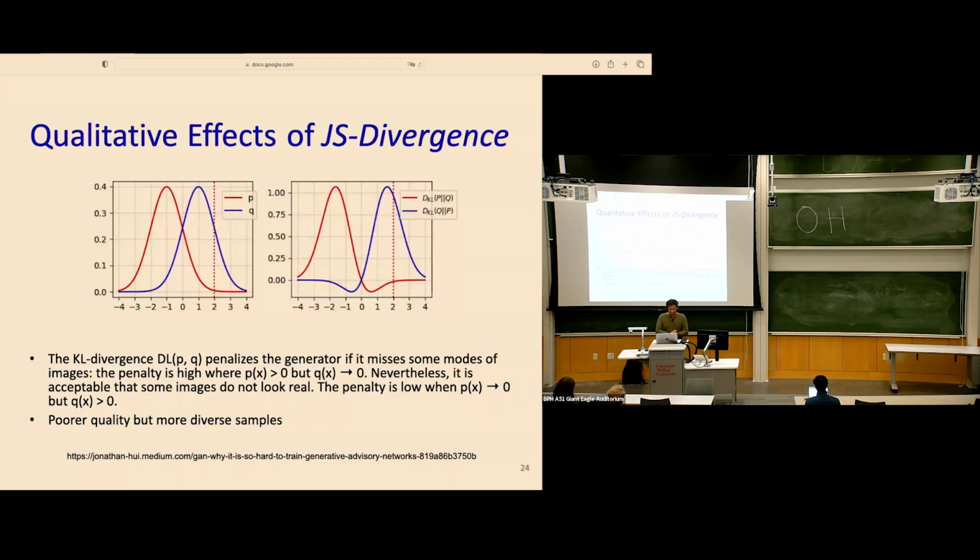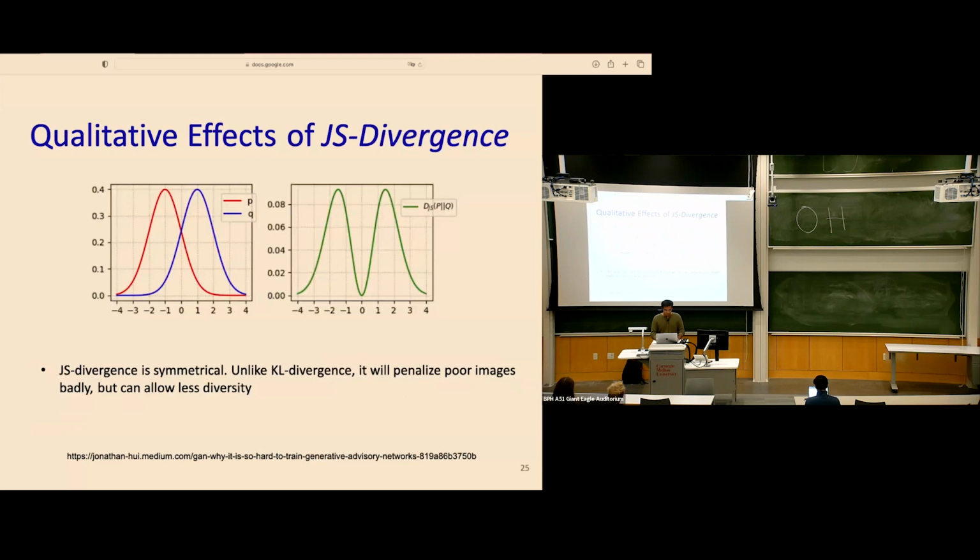And we can see why that happened. So on the left graph, we have P, which is the data distribution, and Q is the generator distribution. And on the graph on the right, we see the penalties. So we see that for values x greater than 2, the penalty is very low, which means that diverse images, but images that do not fall under the data distribution, would still pass through the generator and not get a heavy penalty. So overall, we would get poor quality of images, but a more diverse set of samples.